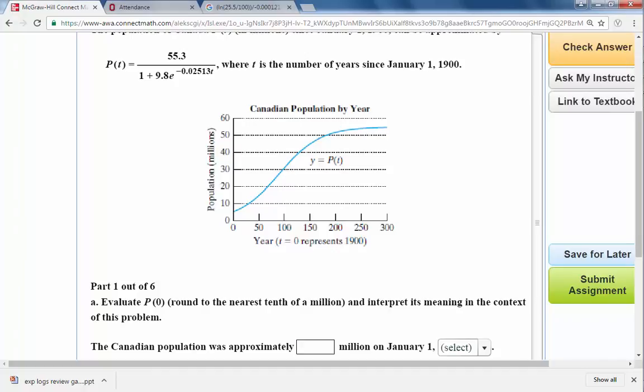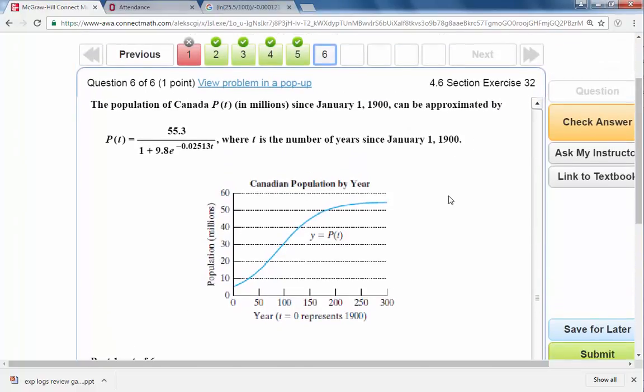So what's the question here though? They have created this model starting in what year? 1900. So they are estimating the population of Canada starting in 1900 with this formula. And after 300 years, you see it's not moving anymore. It's capped. And that number, I believe, is going to be 55.3. I need to figure out, though, is it really 55.3? I need to prove it mathematically.